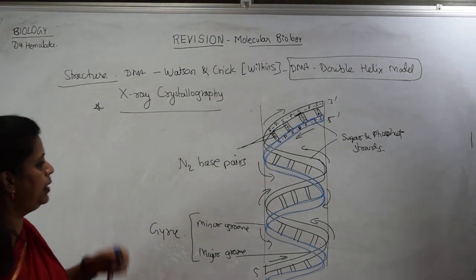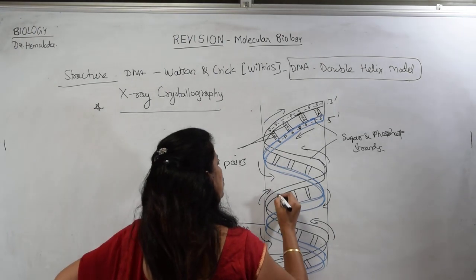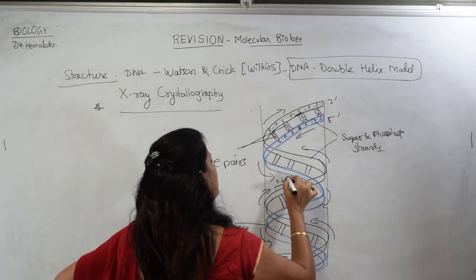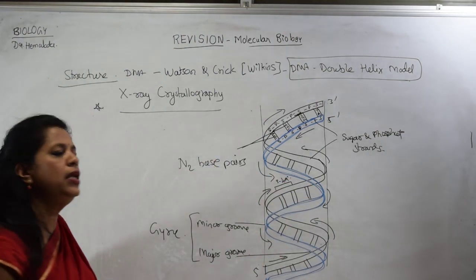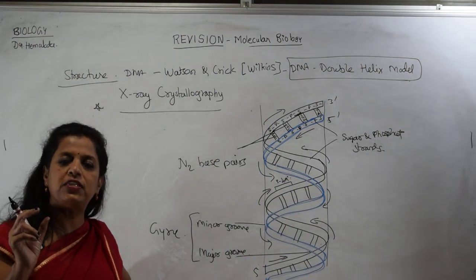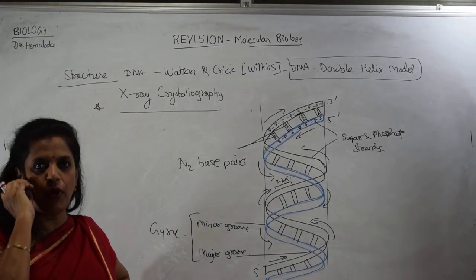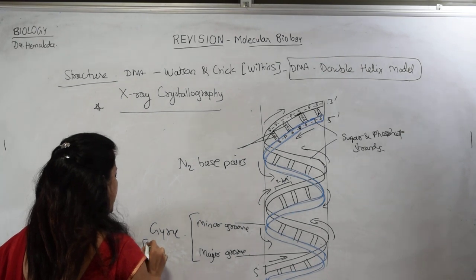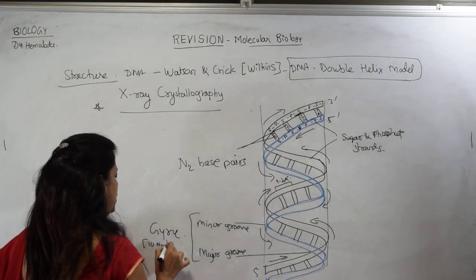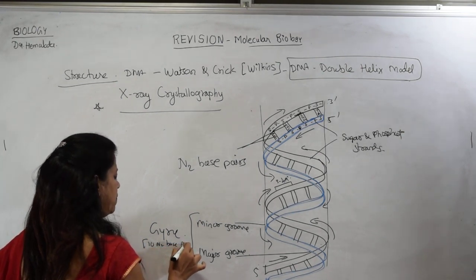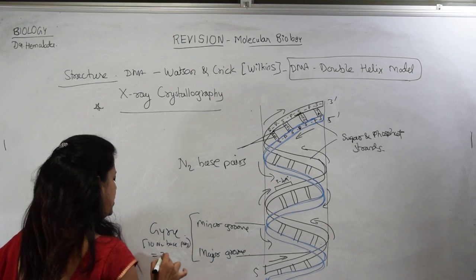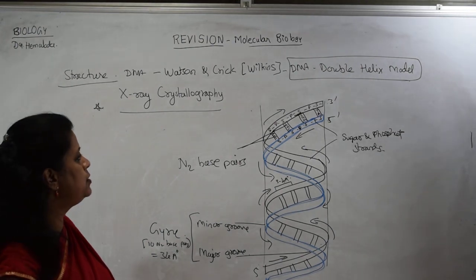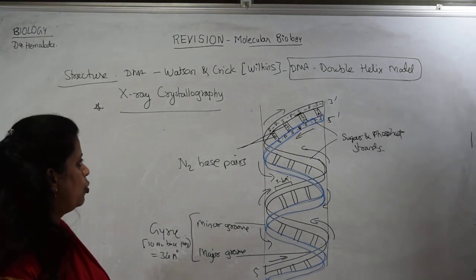What is gyre? Between two successive nucleotides, you get a length of 3.4 angstrom units. That's the distance between two successive nucleotides: 3.4 angstroms. Then one complete gyre contains 10 nitrogen base pairs. Therefore, gyre length is 34 angstroms. Okay? That is the calculation. We have to write that also.